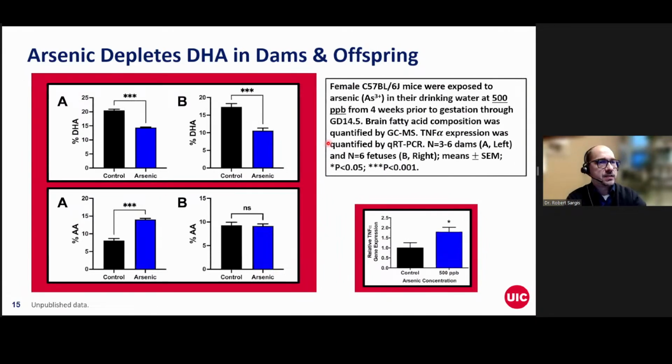Now, we also did these studies using a developmental exposure model in which we exposed C57 black 6 mice to arsenic in their drinking water at a concentration significantly lower.